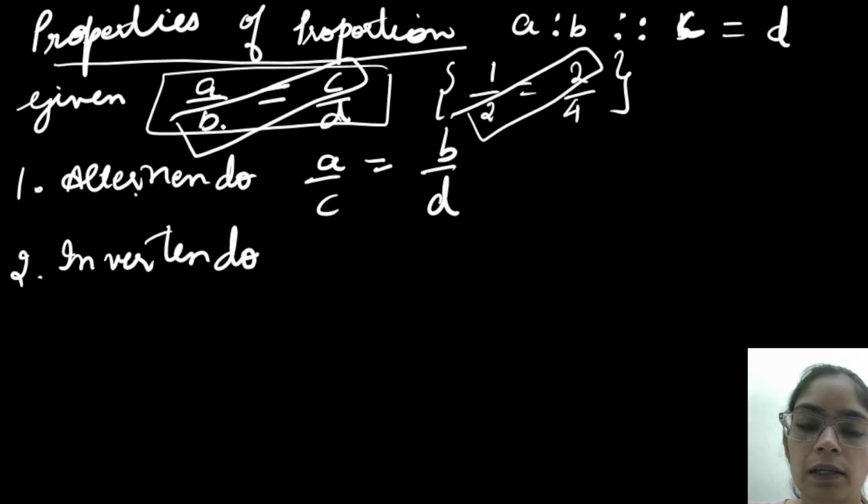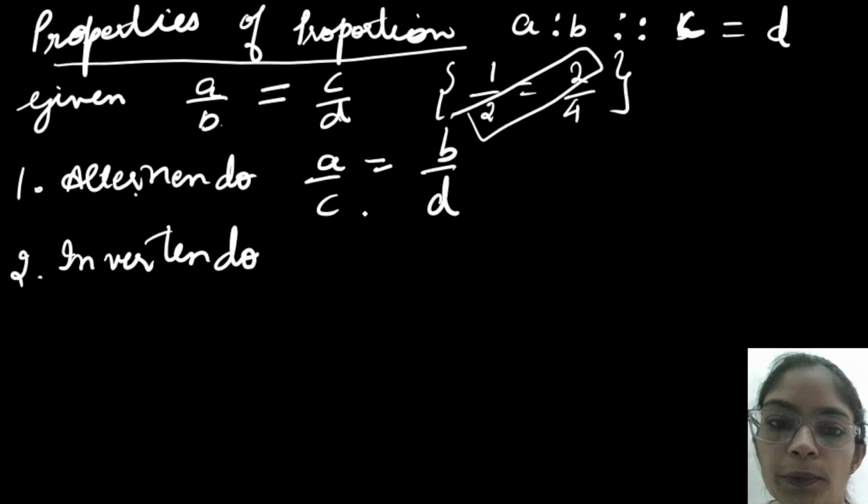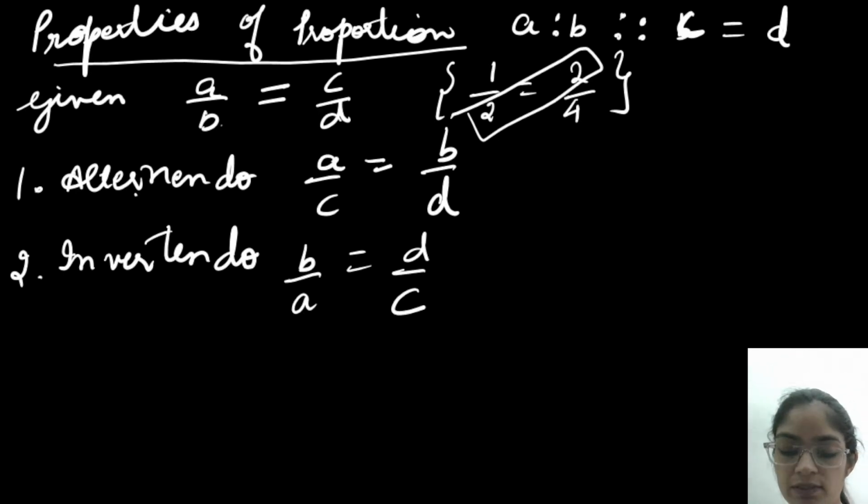So again, this property is valid when it's given to us a by b is equal to c by d. In that case, invert. So what is the meaning of invert? As we know, invert means doing upside down of something. So here it means doing the reciprocal. We just have to do the reciprocal of both sides. So it will become b by a is equal to d by c. What we have done is just the reciprocal of both sides.